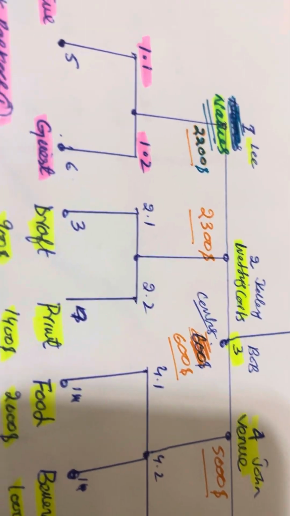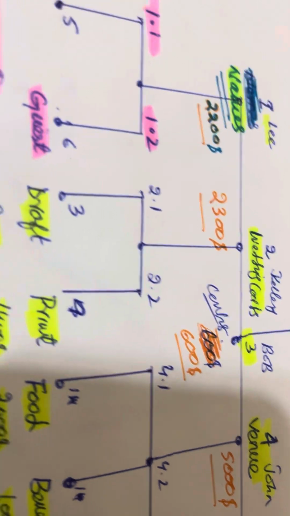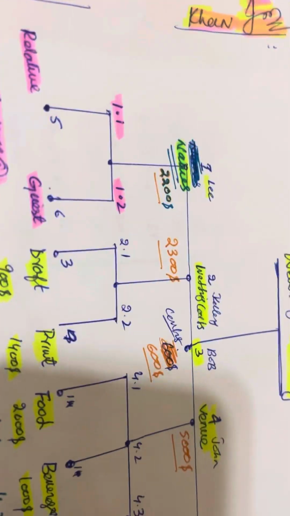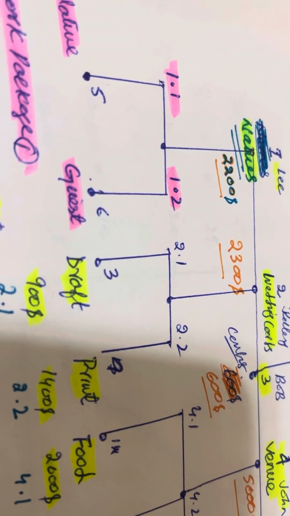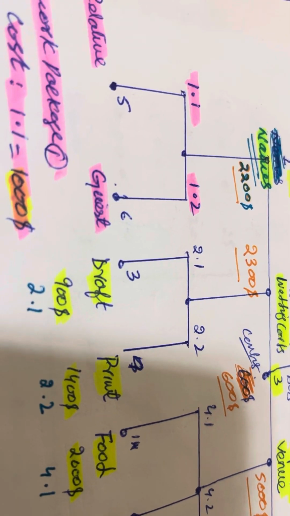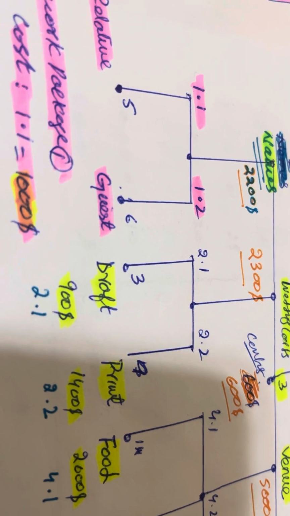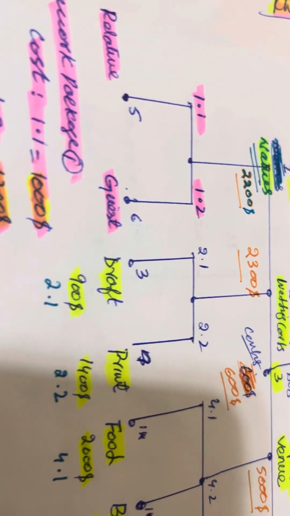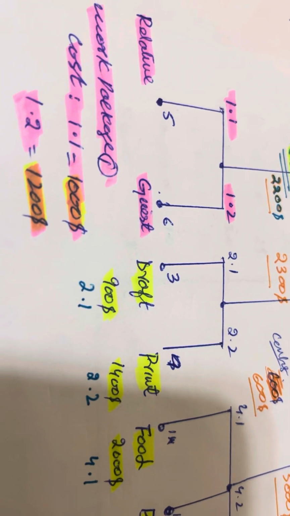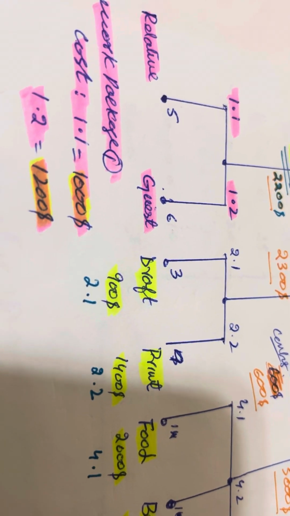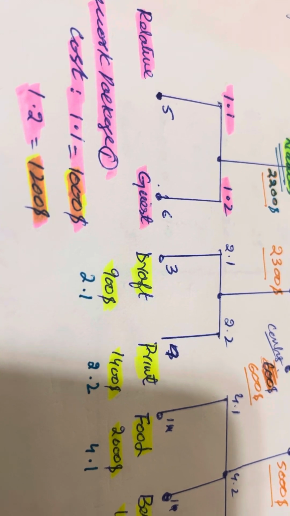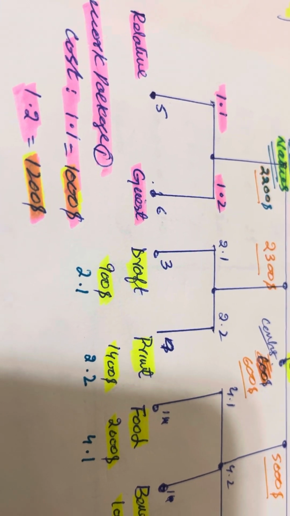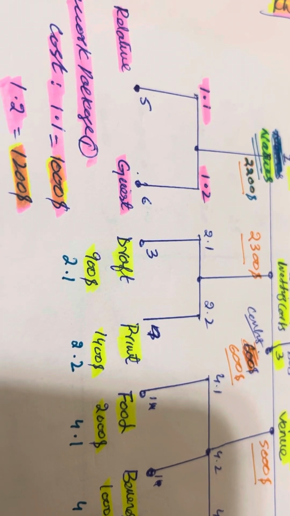So I start from here, the names. The names is the first deliverable. We divide this further into two activities, 1.1 and 1.2. 1.1 is the relative names and 1.2 is the guest names. The cost I have calculated for the first activity, 1.1, is $1,000, and for the other activity, guest, is $1,200. So what is the work package?